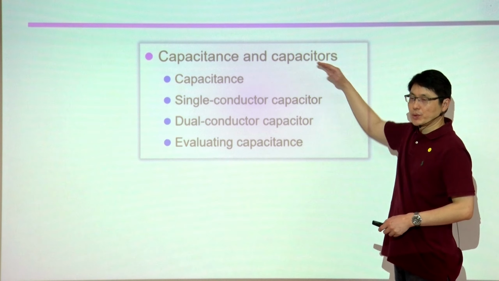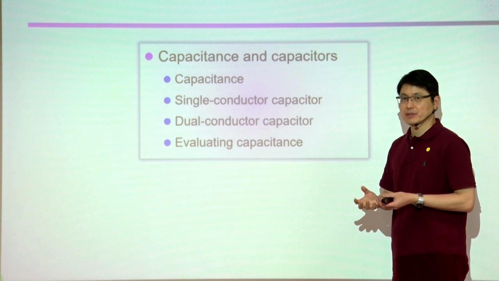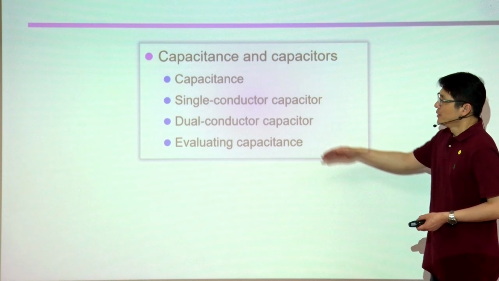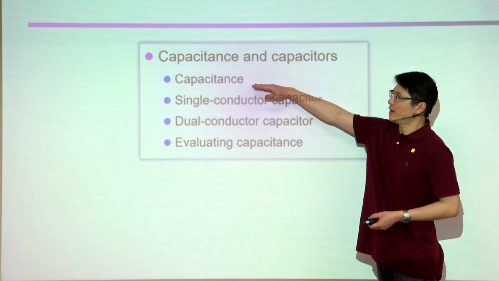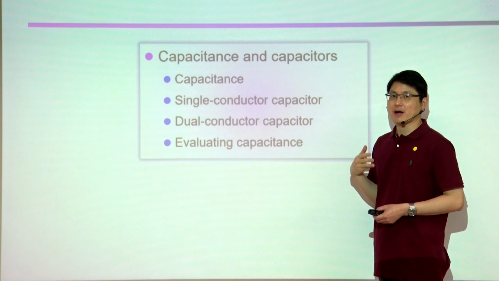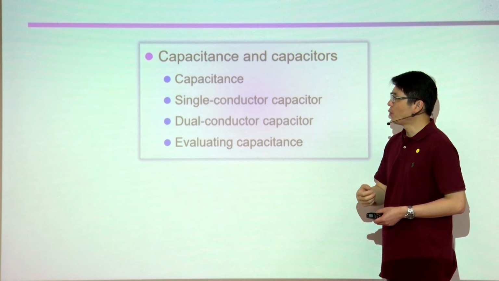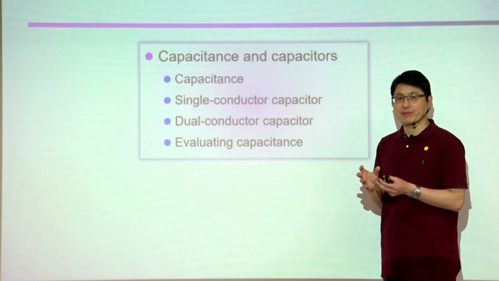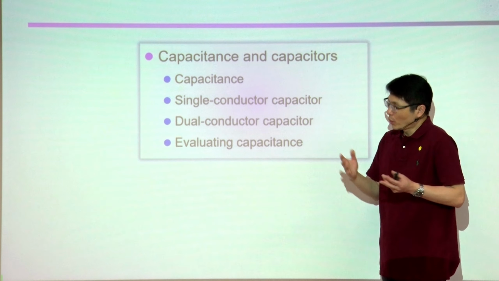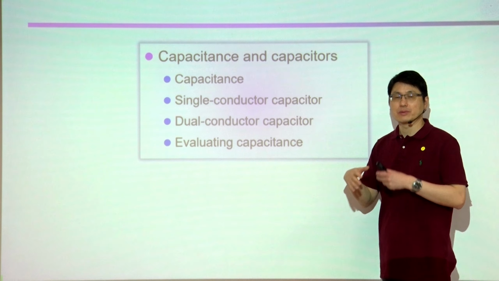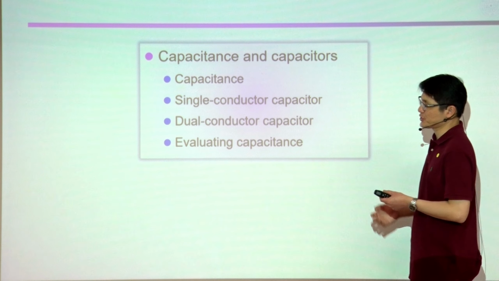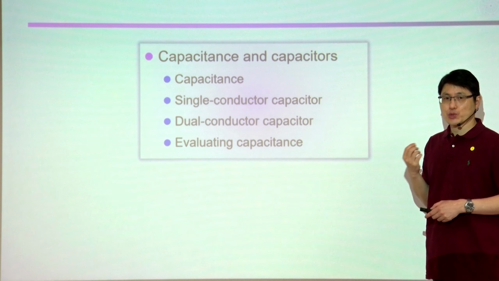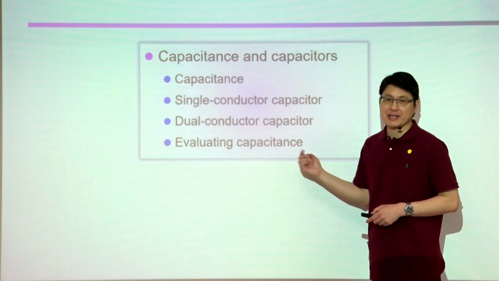A capacitor, we use a simple value called capacitance to describe it. So once I have defined a capacitance, we will talk about two particular cases. One is I have a single conductor. A single conductor can also serve as a capacitor. Or we can have multiple conductors to serve as a capacitor. But in the end, I want to emphasize the strategy in evaluating capacitance.